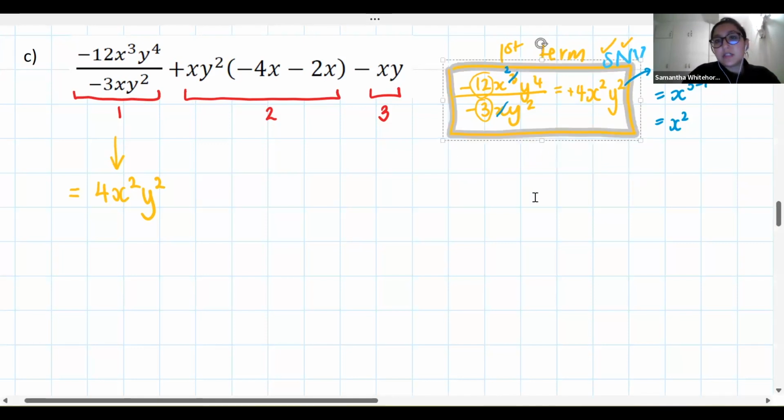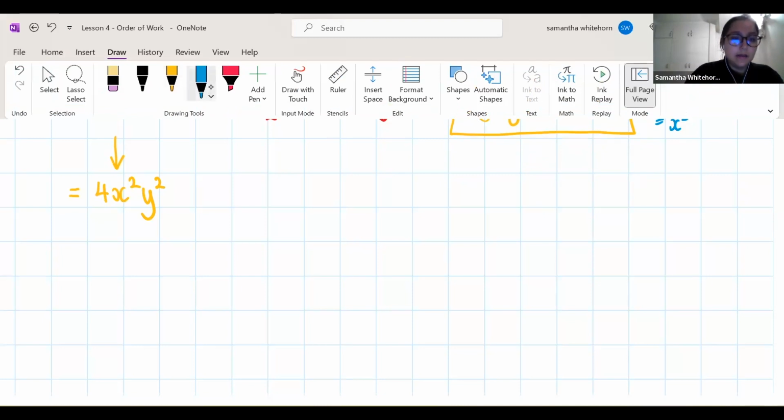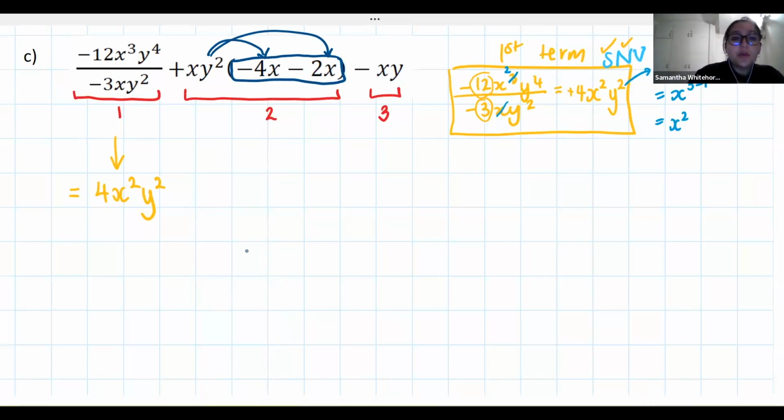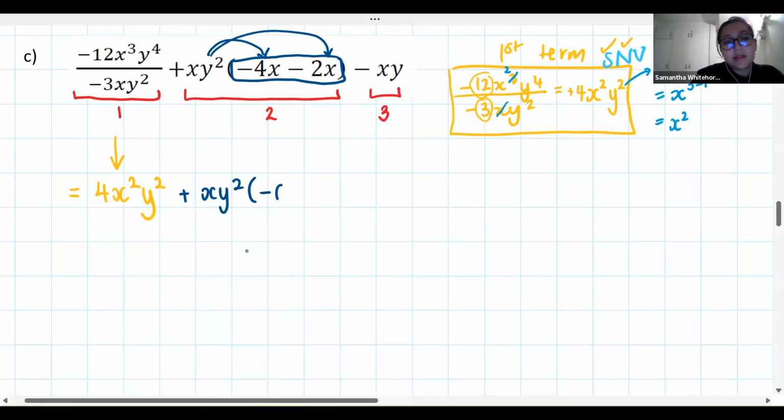My second term is distribution. I'm taking the xy squared and I'm multiplying it into my bracket. Now, before I do that, hopefully what we see is that these two terms are actually like terms. So before I distribute, I can simplify this to get xy squared times, and minus 4x minus 2x is minus 6x. So I'm simplifying my bracket before I distribute.